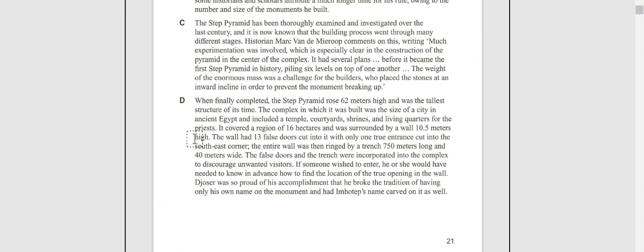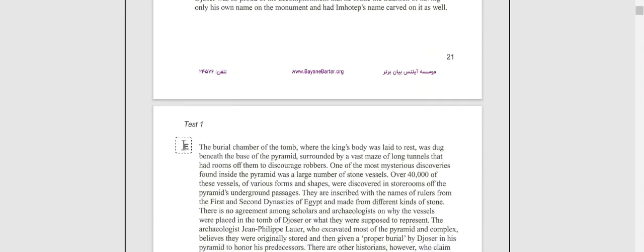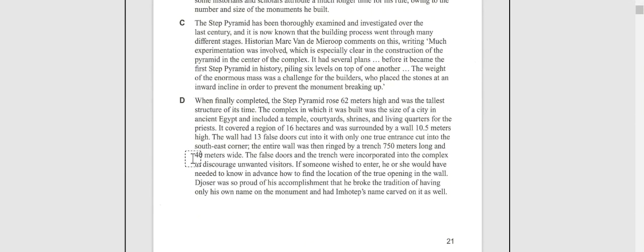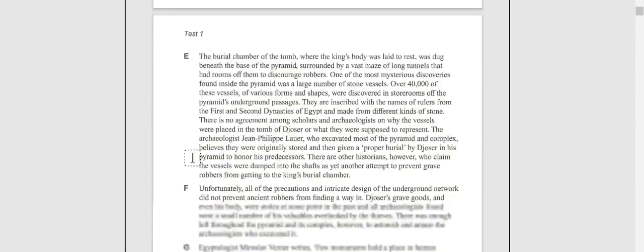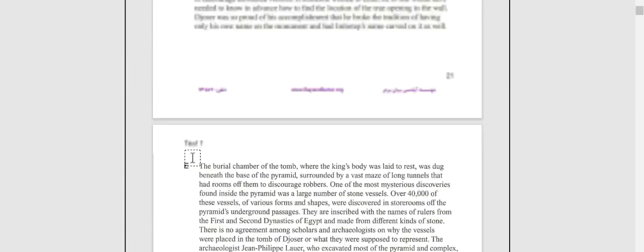Paragraph C. When you have these types of marks A, B, C, D, E, F, G, it means that the first question is about giving headings to each paragraph. Look, where is the first question? Here. Headings to the first paragraph. Questions 14 to 20.